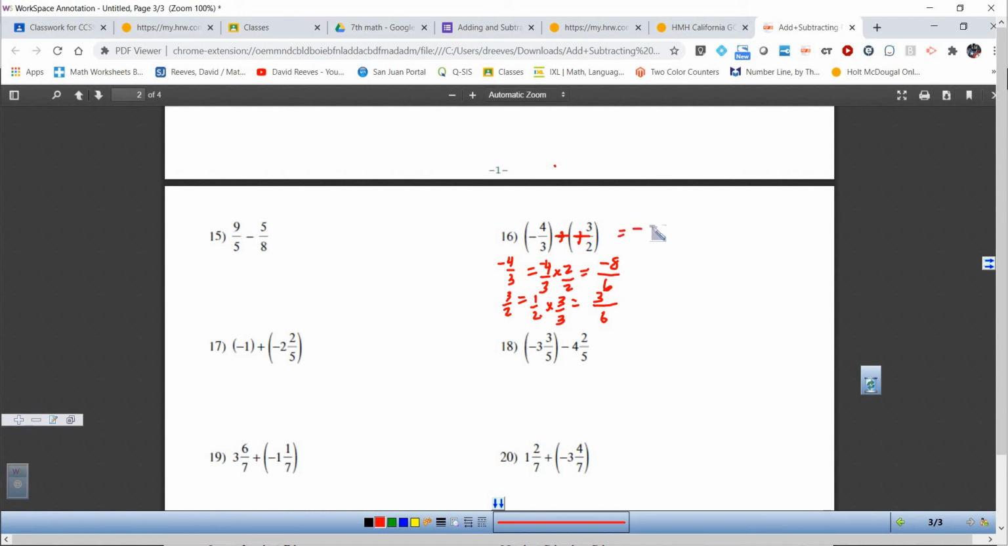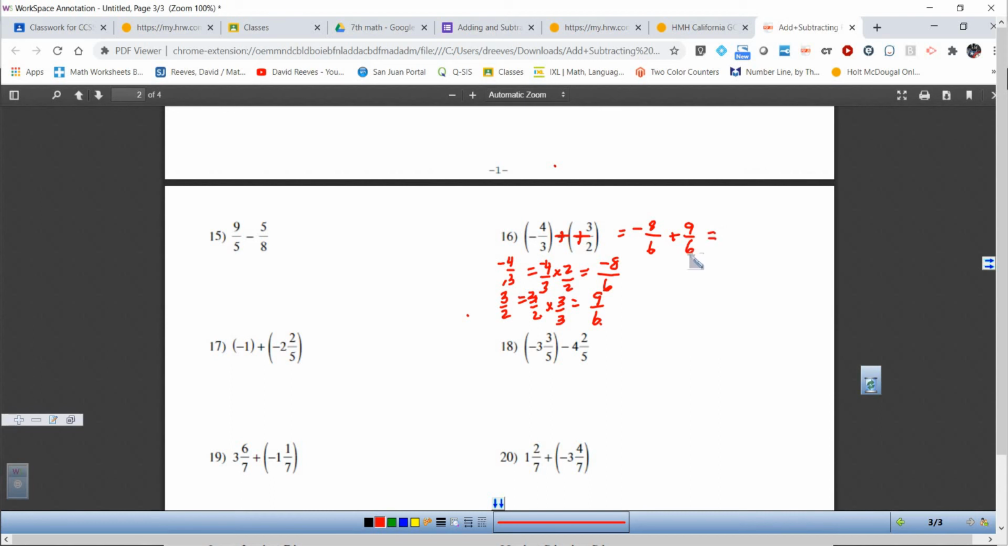So negative 4/3 is equivalent to negative 8/6. 3/2 is equivalent to, excuse me, I did something wrong here. That's a 3, not a 1. I did not write this carefully. My apologies. This is 3/2. I knew 3/2 could not equal 3/6. That's not right. 9/6. There we go. All right, 9 over 6.